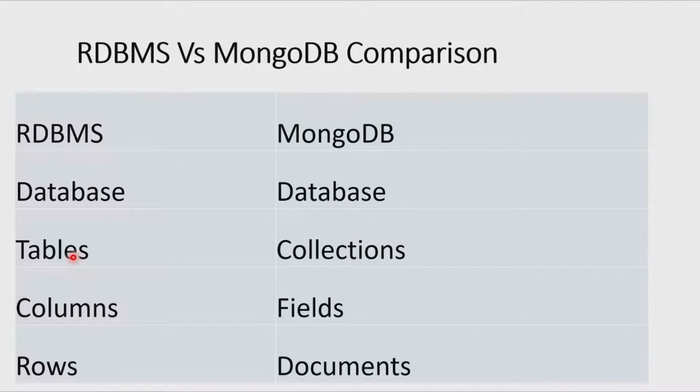In a table in RDBMS, we say it is a column. Here it is known as fields. And in case of RDBMS, it is known as rows. But here in case of MongoDB, it is known as documents. So at the top, it is the MongoDB database, and you can create n number of databases in MongoDB, and in one database you can have one or many collections. In one collection you can have n number of documents with multiple fields and multiple values.